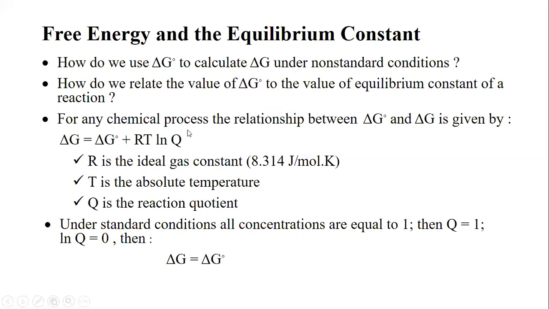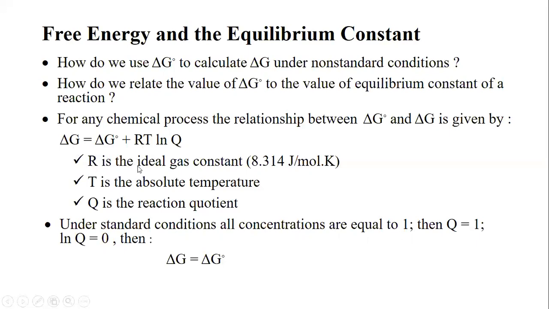For any chemical process, the relationship between delta G 0 and delta G is given by this. Again, these are known relationships in chemistry, thermodynamics and physical chemistry. Delta G under non-standard conditions equals delta G 0, which is for the standard conditions, plus RT ln Q.